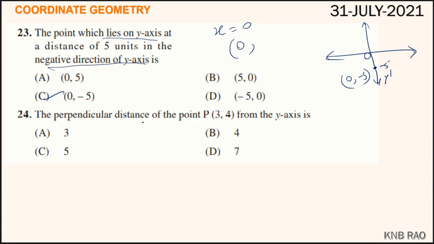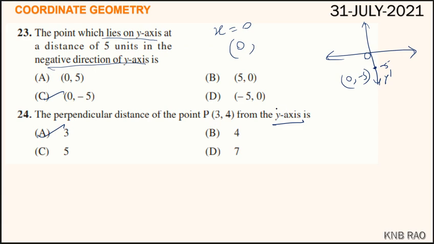The perpendicular distance of a point P (3, 4) from the y-axis. So x coordinate gives the perpendicular distance from a point to the y-axis. So x coordinate is abscissa. So 3 is the right option. That is option A is the right answer.